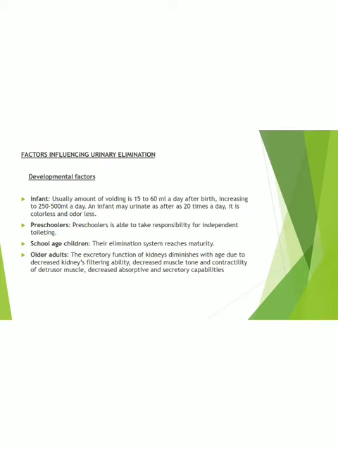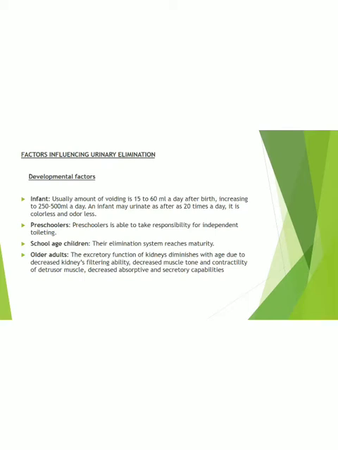Now in school age children, their elimination system reaches maturity. The child starts growing, and when they grow, they know when it is time to go to the toilet. They start to mature. They start to know when, how, and where to go. Otherwise when they are small, whenever they want to urinate, they go in their pants, anywhere. But as they reach school age, they start to know when to go and they start to understand.